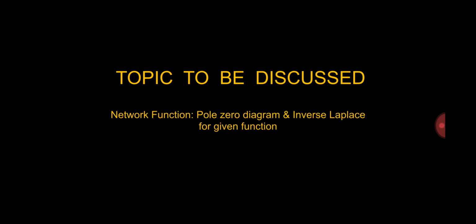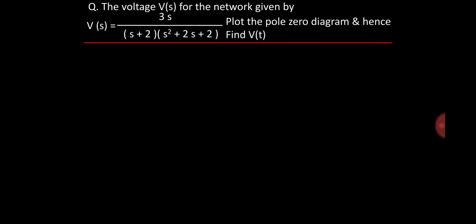In this video, we are going to discuss network function, how to draw the pole zero diagram, and how to find the inverse Laplace for a given function. So let's start. This is the problem. The voltage V(s) for the network is given by V(s) = 3s / ((s + 2)(s² + 2s + 2)). Plot the pole zero diagram and hence find v(t).